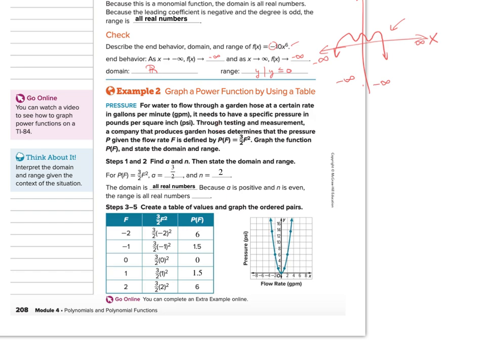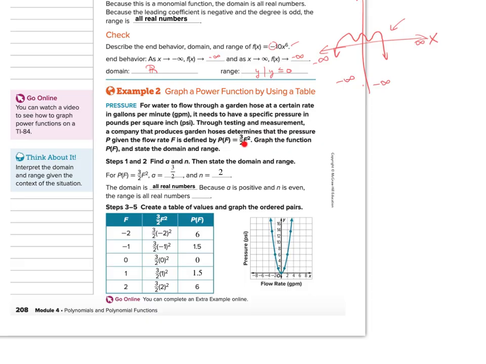Through testing and measurement, the company that produces garden hoses determines that the pressure P, given the flow F, is defined by P of F equals 3/2 F squared. So the pressure is determined by the 2/3 times the flow rate squared. So that's what we're talking about.